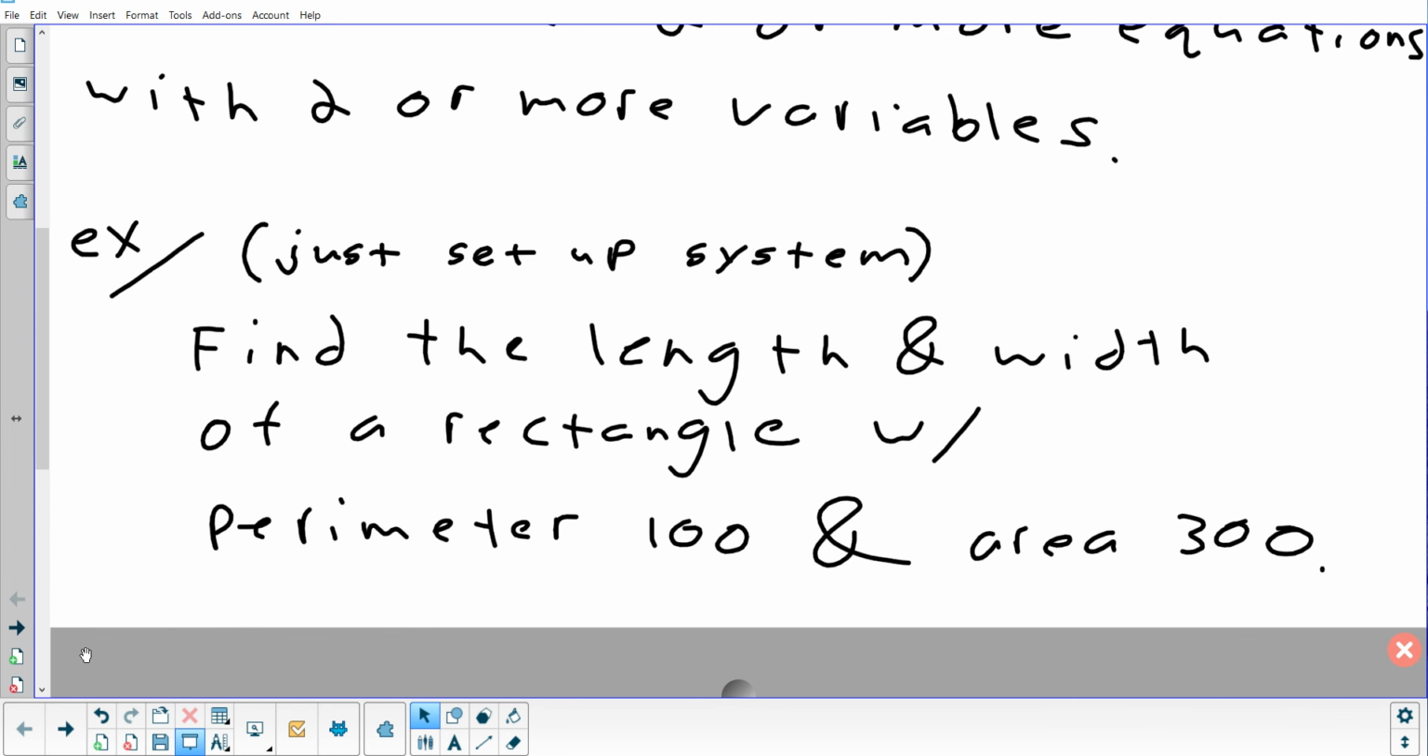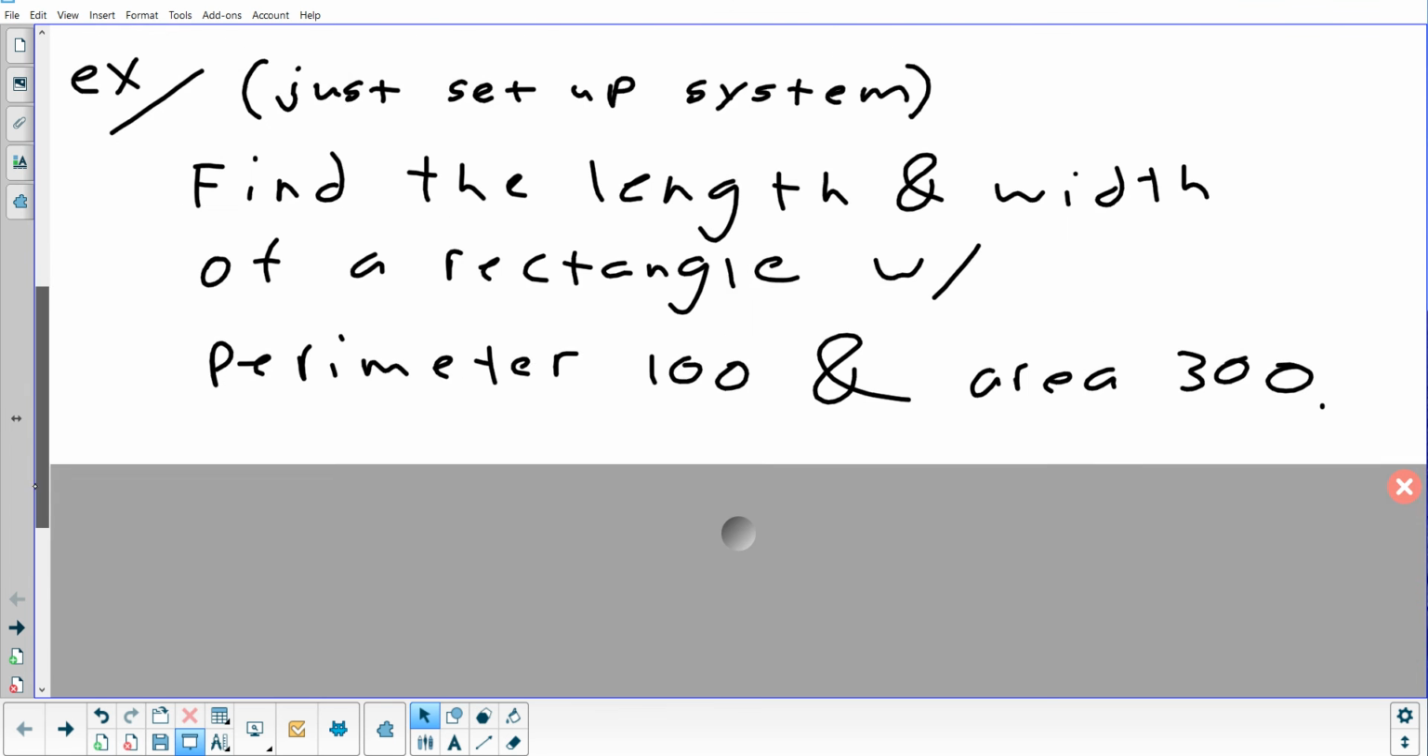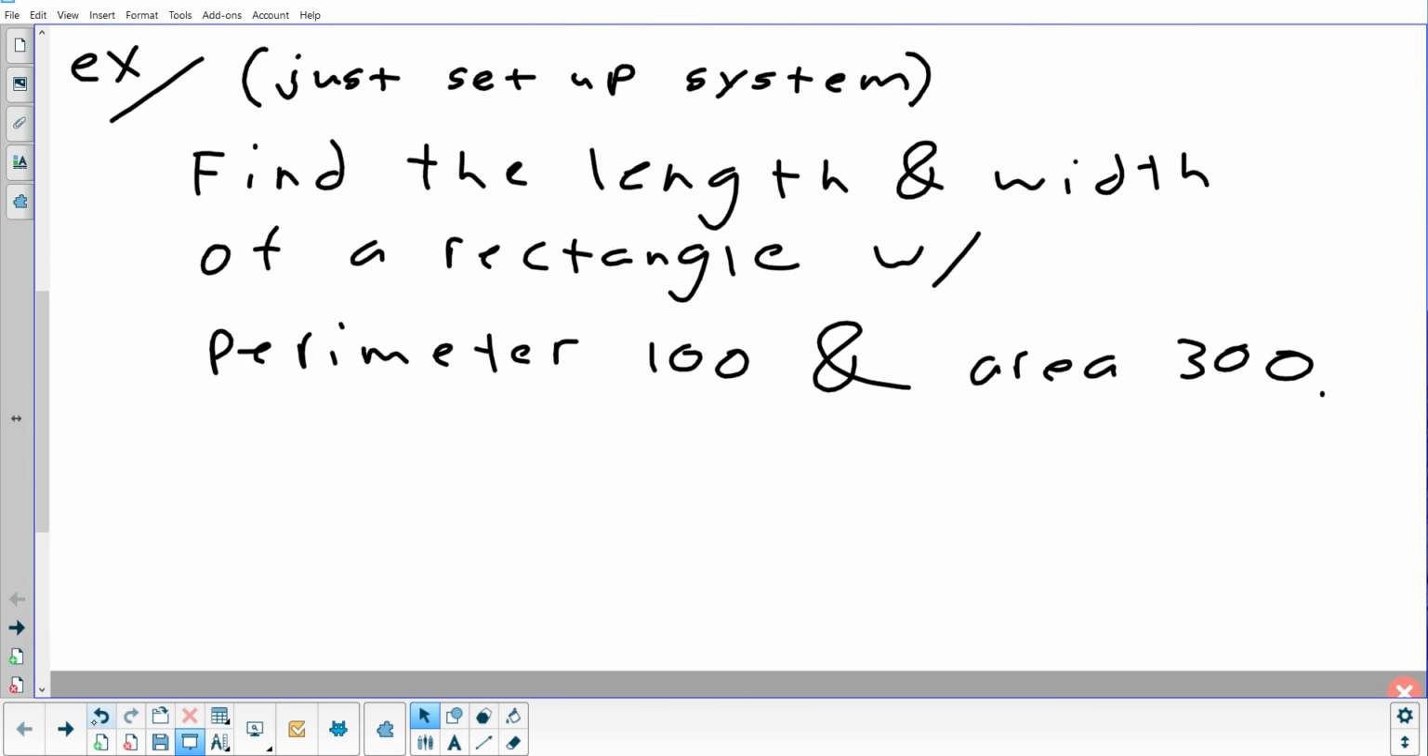Okay, there will be a word problem type question on the test, so you have to know how to translate something in words to write it. We can do another one after, but let's start with this one. It says the length and the width of a rectangle is what we're trying to find. They give me 2 facts about the rectangle: the perimeter is 100, and the area is 300. So we're going to set up a system of equations.